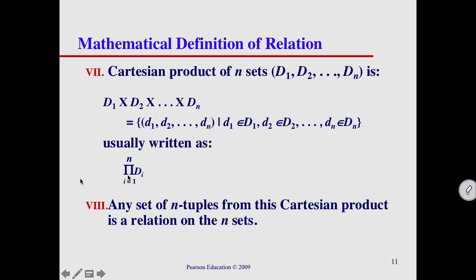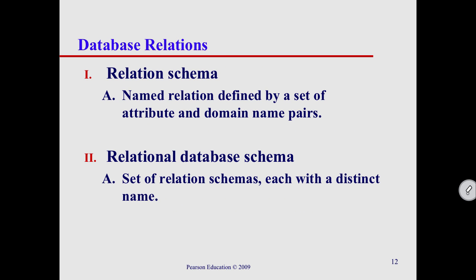Hopefully you've seen that multiplication symbol before. So it's just from i equals 1 to n, the Cartesian product of those domains. And then a relation is any subset of n-tuples from that Cartesian product. So that's the mathematical underpinning of it. Definitely not quite as intuitive as just drawing a table with a bunch of columns, but you should know it.